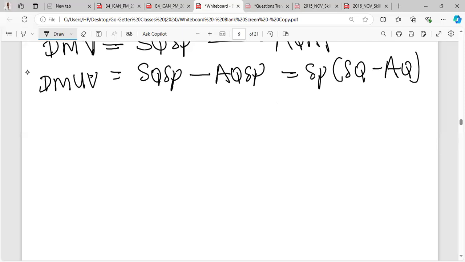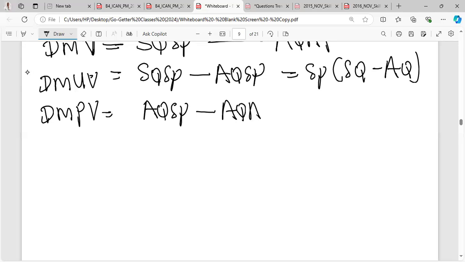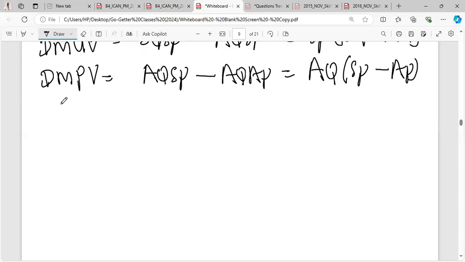Then direct material price variance is actual quantity standard price minus actual quantity actual price, which is the same thing as actual quantity, standard price minus actual price. Now with this as our guidance, let's look at direct material usage variance.